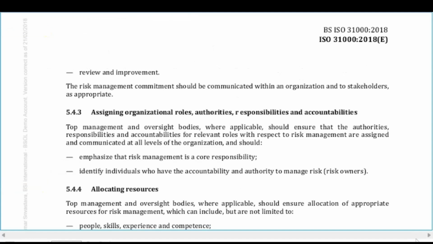And then, what is the policy procedure to review and improve the risk management framework? Now, this risk management commitment in the form of a policy should be communicated within an organization and to stakeholders as relevant. Okay. Is there any point in this clause 5.4.2? Anybody? Take a minute to read 5.4.3.